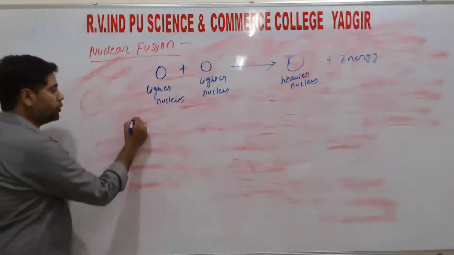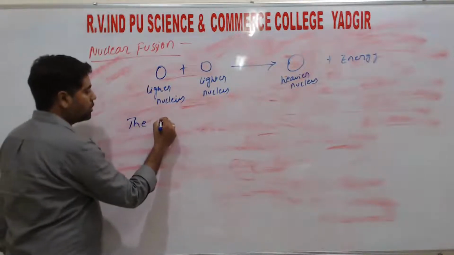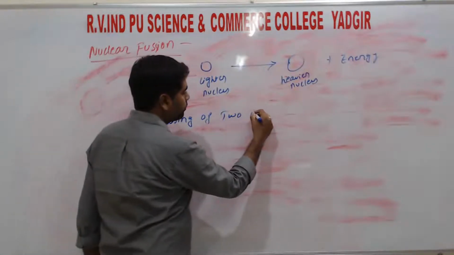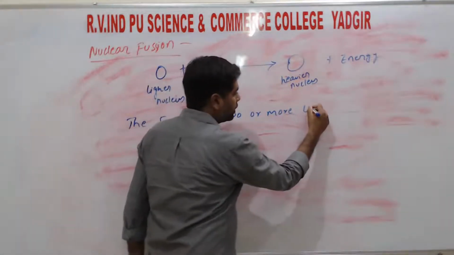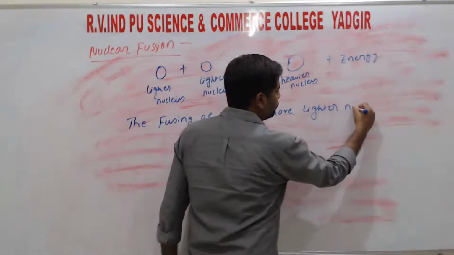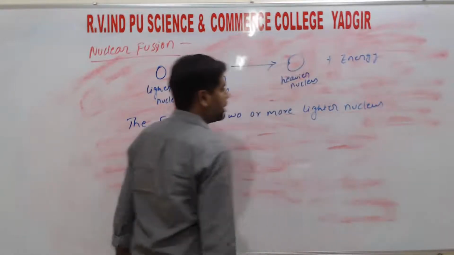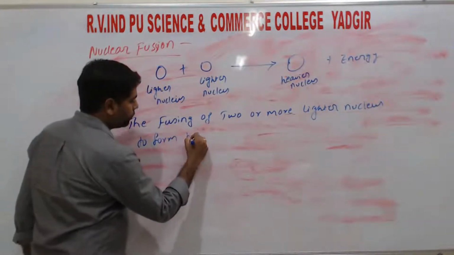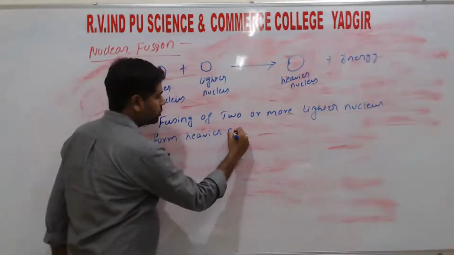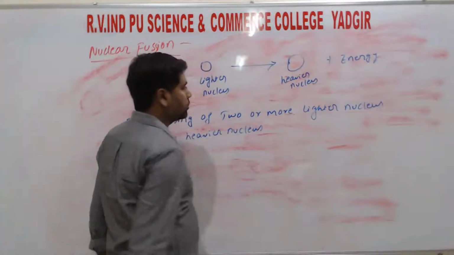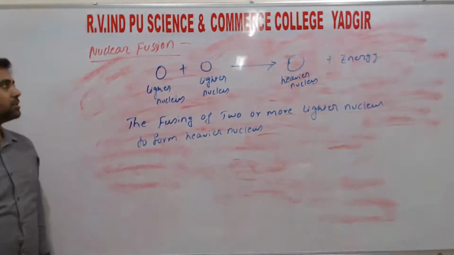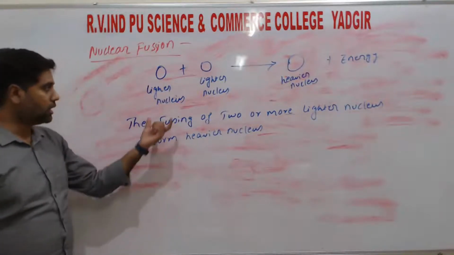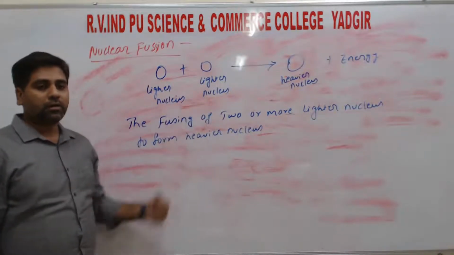So what is nuclear fusion? The combining or fusing of two or more lighter nuclei to form a heavier nucleus. So this process we call nuclear fusion, right? So there is a difference between fission and fusion. Fusion is nothing but combining of two lighter nuclei, right?